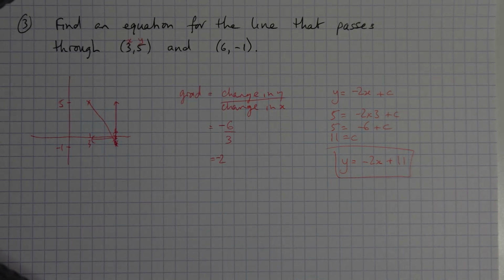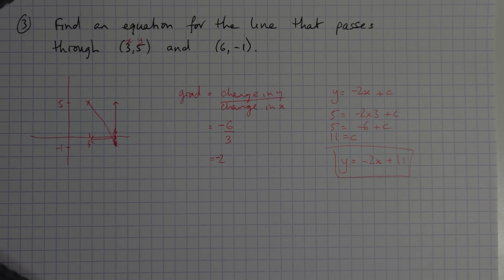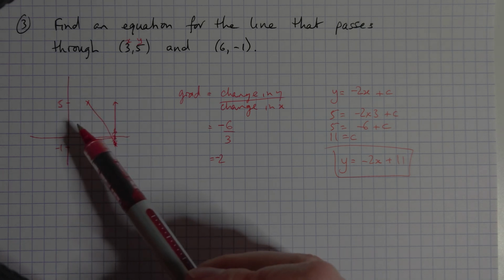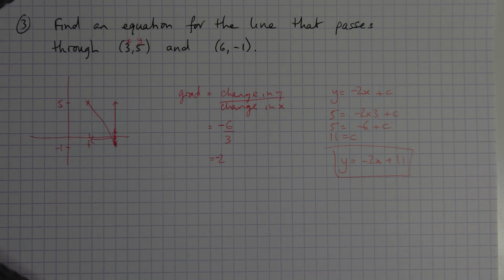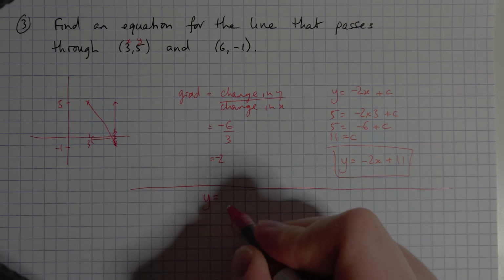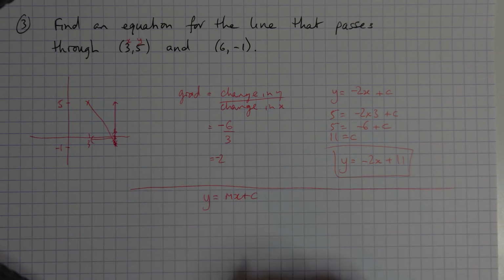Now, before I started doing this solution, I said there are 2 ways you could do this. It depends how much you like simultaneous equations. So rather than drawing the diagram here and working out the gradient first, you could have dived straight in with y, so option number 2, you could have dived straight in with y equals mx plus c and substituted both sets of coordinates in.